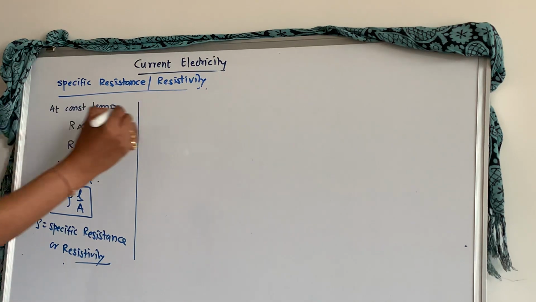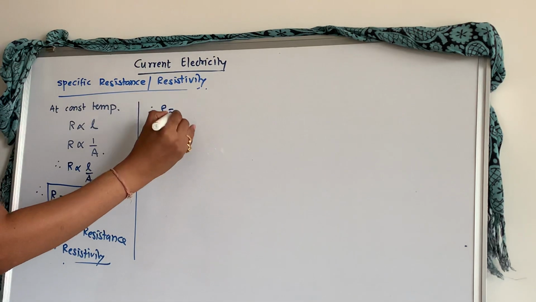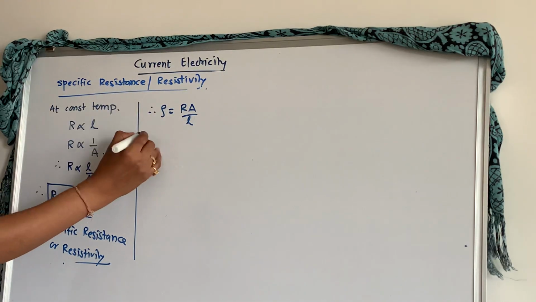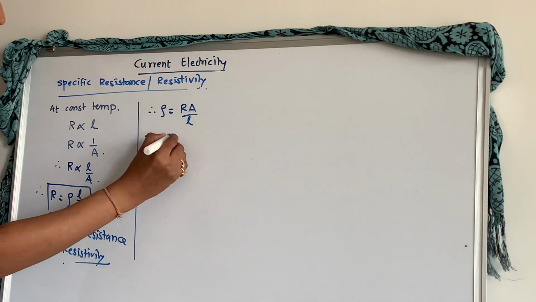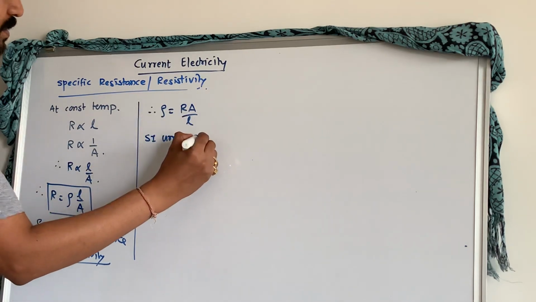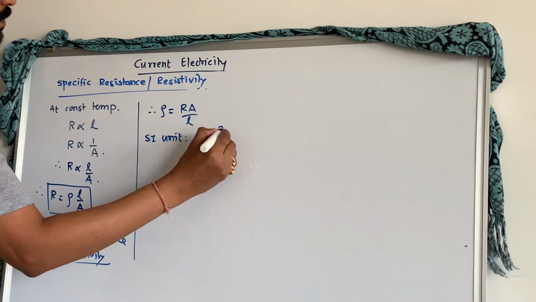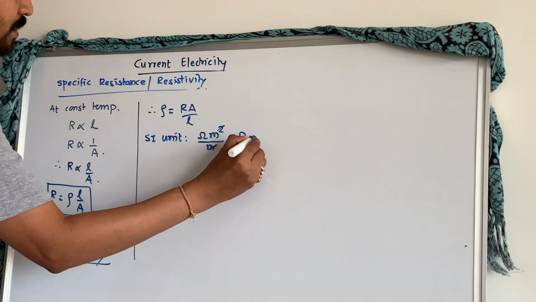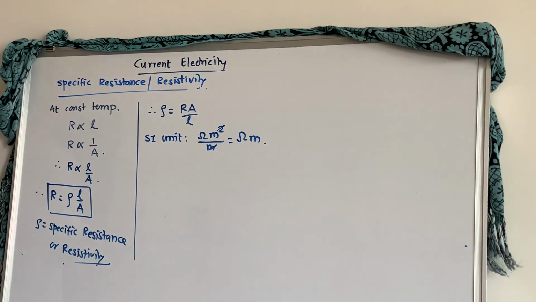So therefore rho is equal to R A upon L. Now what will be the SI unit? Resistance is in ohm, area is in meter square, length is in meter. So ohm meter will be the SI unit, right?